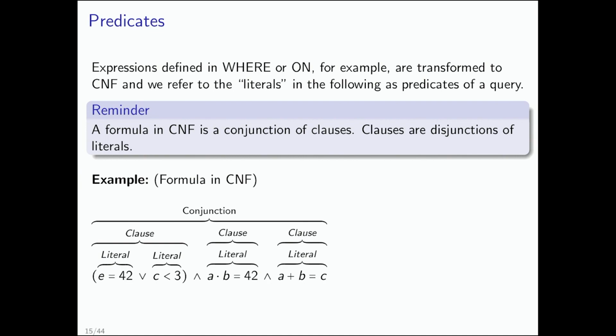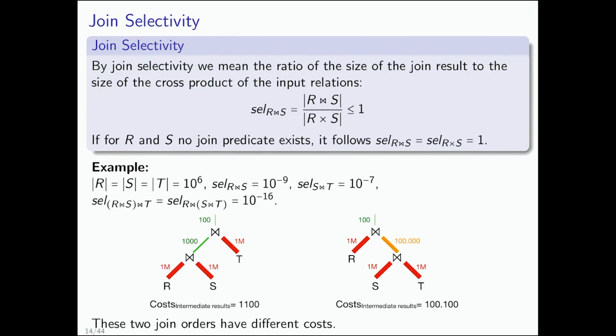So we need a couple of things in the following discussions. One is predicates. We had that already when talking about selections and joins, of course, but the more general form is something like that. So predicates are expressions defined in where or on. For example, we had an example here before. That's the predicate, of course. A join predicate is defined in the join, and the selectivity of the join predicate is something like that.